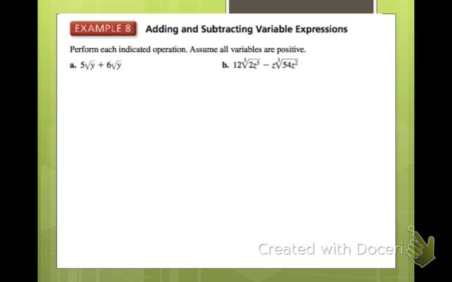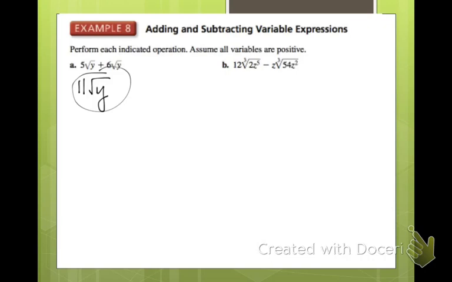All right, lastly, we're going to add and subtract variable expressions. So this is example 8 from chapter 5, section 2. You can write down A. So we have 5 times the square root of y plus 6 square roots of y. So notice that the radicals are the same. And in that case, we can just simply add them. So that gives us 11 square roots of y. We don't know what y is, so we can't take the problem any further, but we can simplify that way.